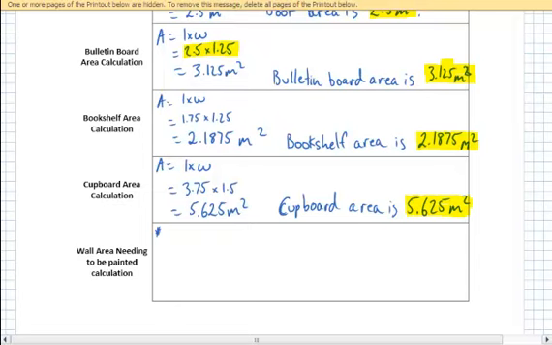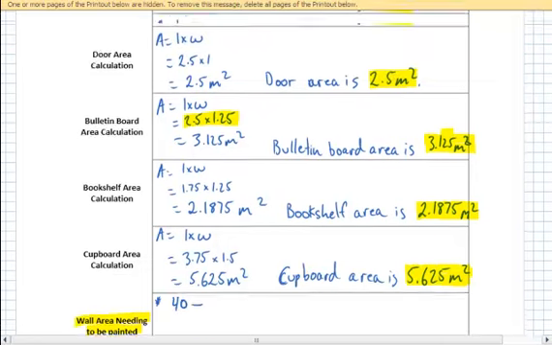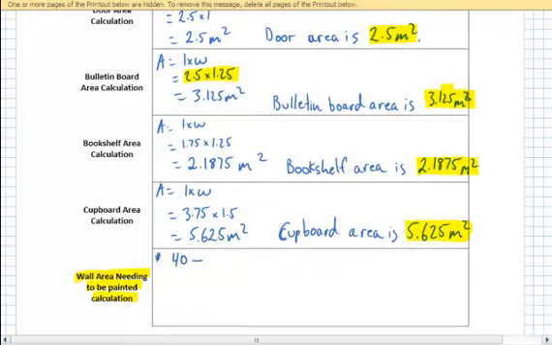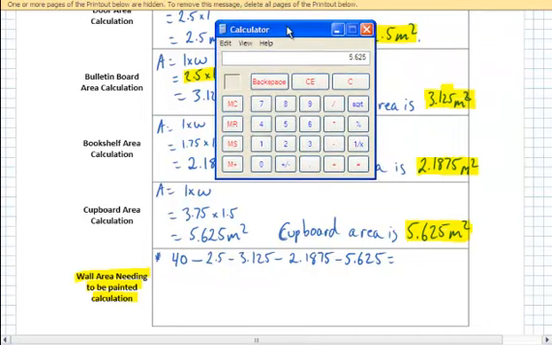So now, to calculate the wall area needing to be painted, we need to take those areas. The wall area is 40 meters squared, and I'm just going to subtract all of my other answers from it. So I'm going to go 40 minus 2.5 minus 3.125 minus 2.1875 minus 5.625. I don't expect you to do that by hand, so you'll be able to use your calculator for it. You're just going to plug all that information in.